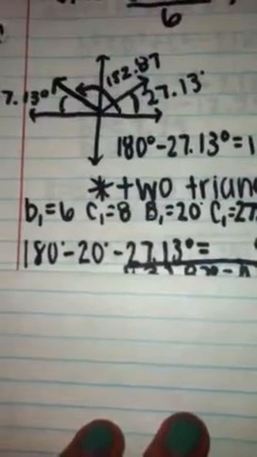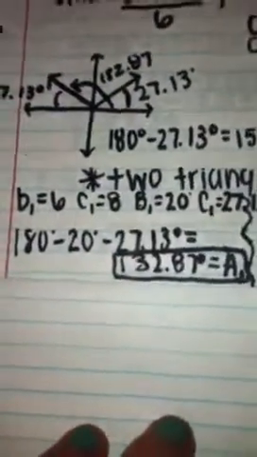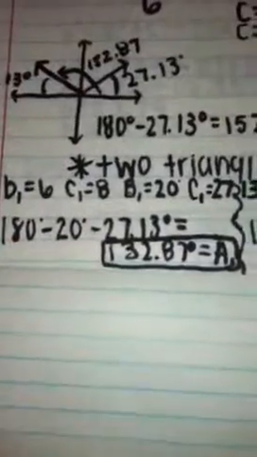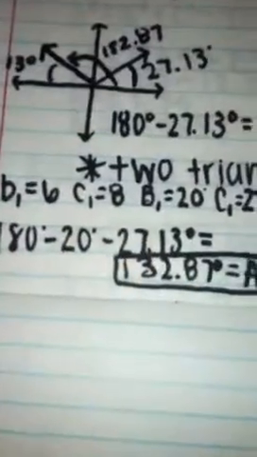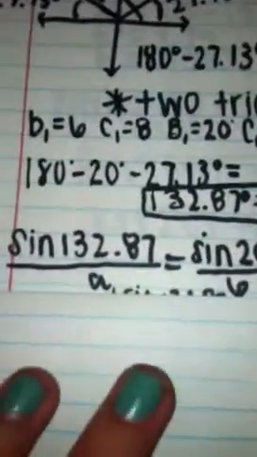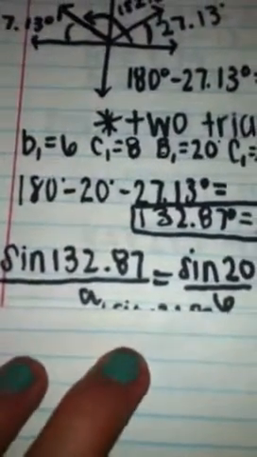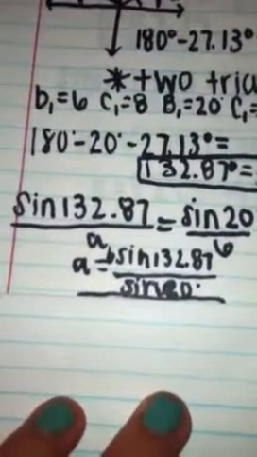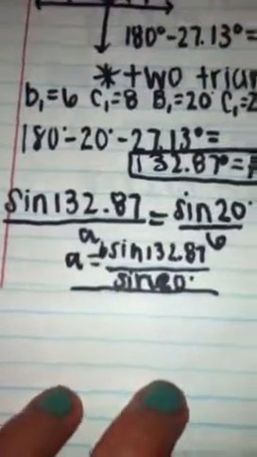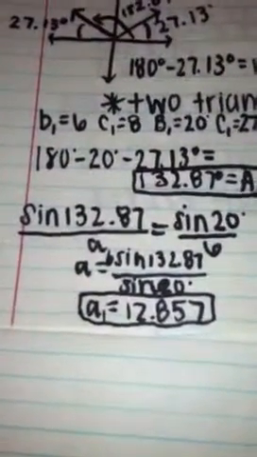180 minus 20 minus 27.13 equals 132.87, and this is the angle A of the first triangle because there's 180 degrees in a triangle, so subtracting the two other ones would get you the third angle. Now we're going to plug that in to find side a. So we're going to do sine of 132.87 divided by a equals sine of 20 over 6. We're going to cross multiply to get a equals 6 sine 132.87 all over sine of 20. And then we get the first side a to be 12.857.